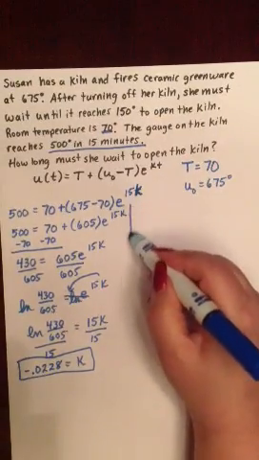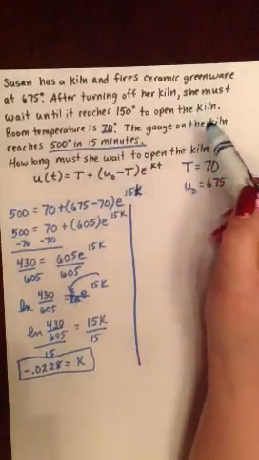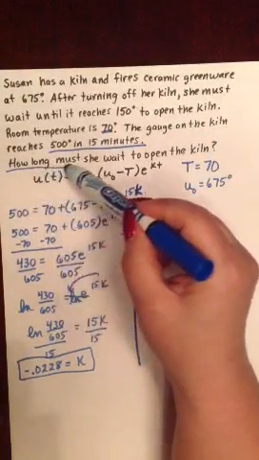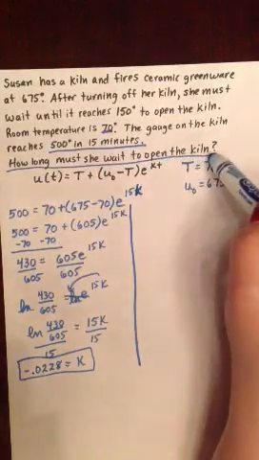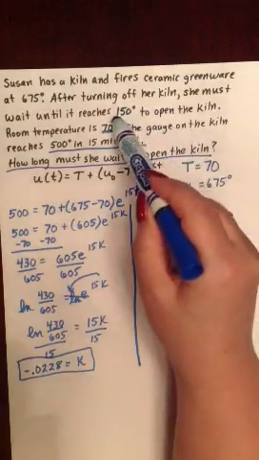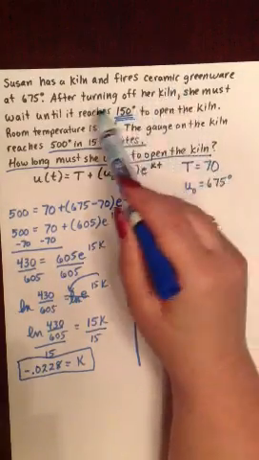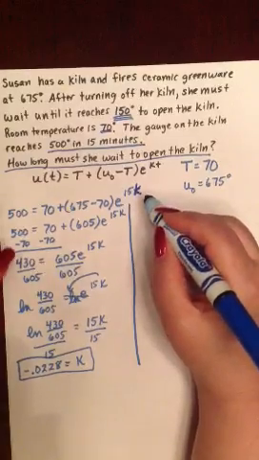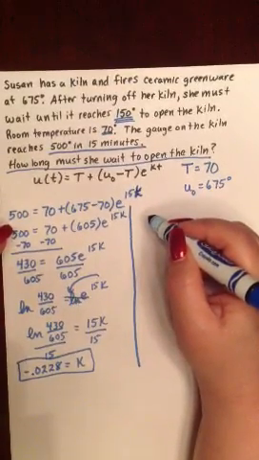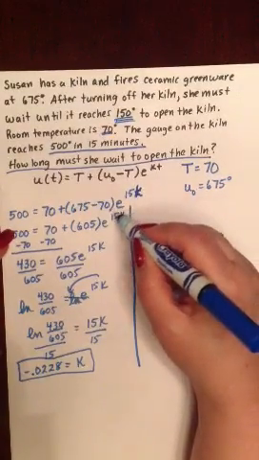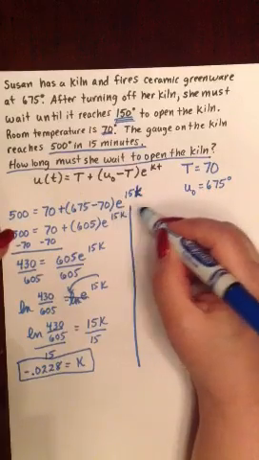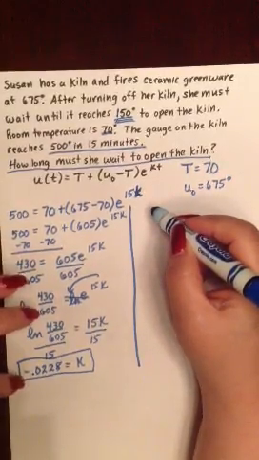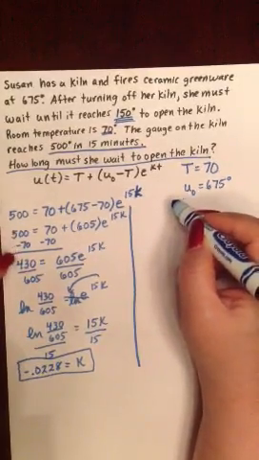So now, the next part is I need to answer the question, how long must she wait to open the kiln, or how long before it's going to be 150 degrees? Because she can't open it till it's 150 degrees. So I'm going to use this formula without the 15k, because it's not 15 minutes. I'll be trying to solve for t, but in this case I know the k.